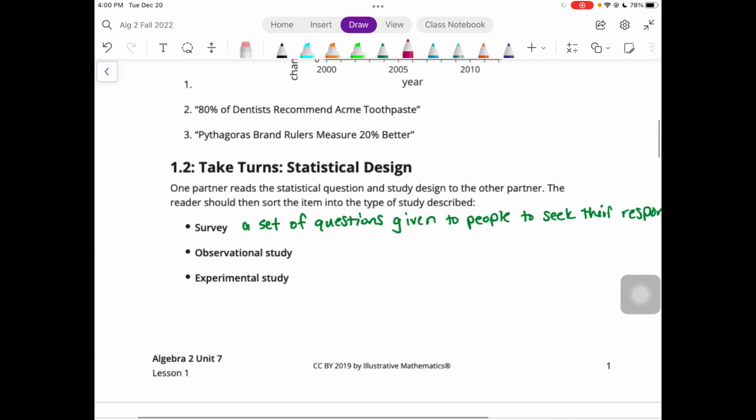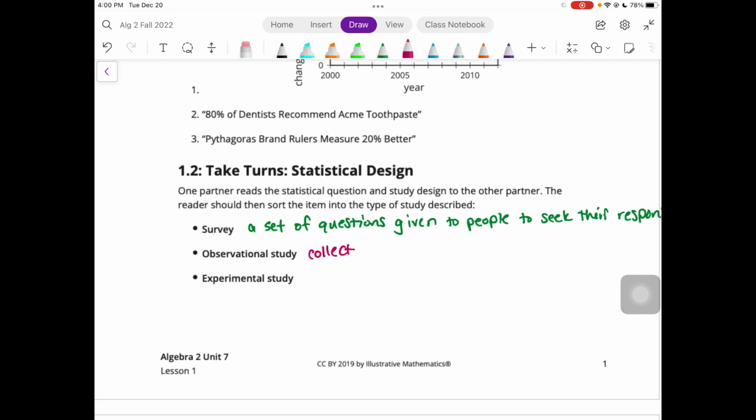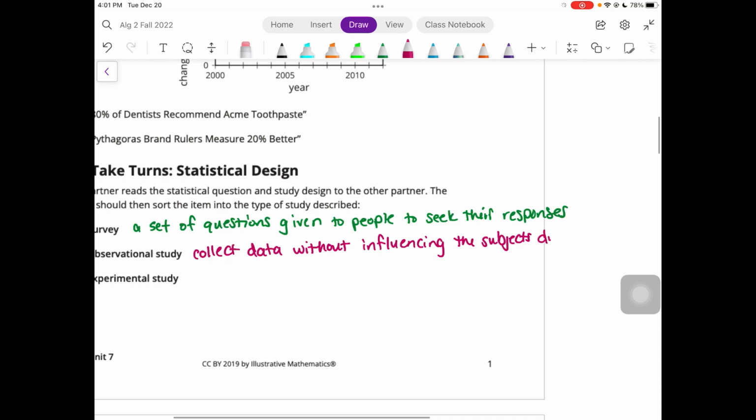All right, and then an observational study, you collect data. It's a study where you collect data without influencing the subjects directly. You're just observing. You're not doing anything to influence the subjects. So if I were to collect test scores, that is observational because I am just collecting those scores and observing that data. I didn't affect how you did on the test.